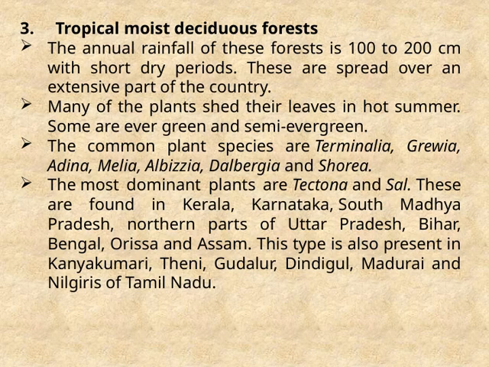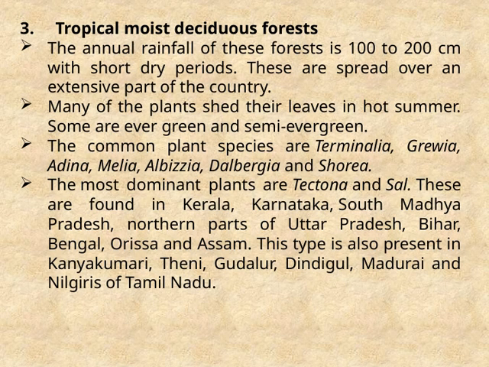Now, let's explore the tropical moist deciduous forests. These forests receive an annual rainfall of about 100 to 200 centimeters, with only short dry periods, making them quite lush and vibrant. They cover a large part of the country, spreading across many regions. During the hot summer months, many of the plants here shed their leaves to conserve water, but you'll also find some that are evergreen or semi-evergreen, maintaining their foliage year-round.